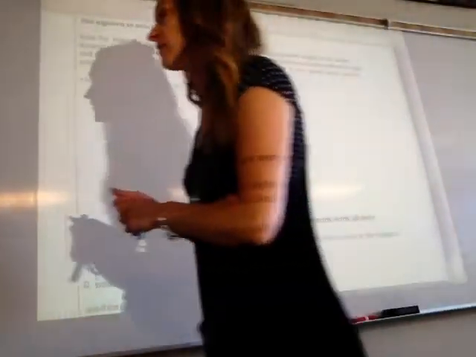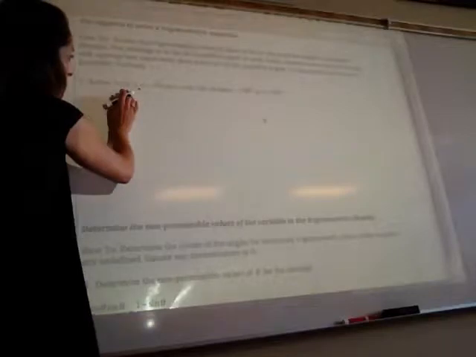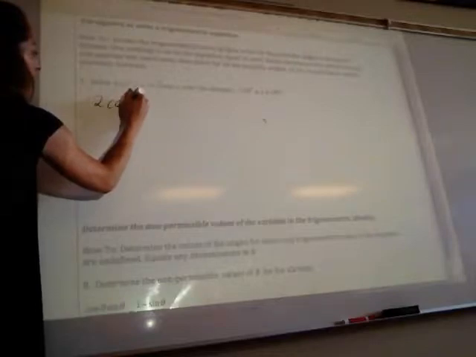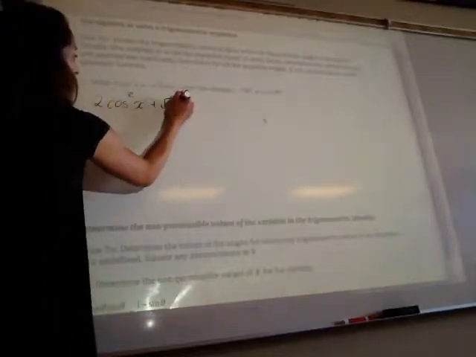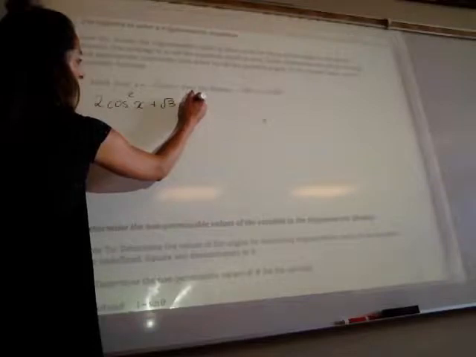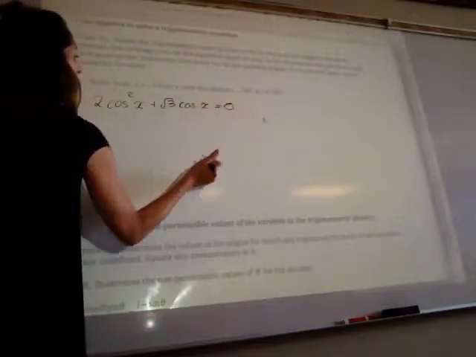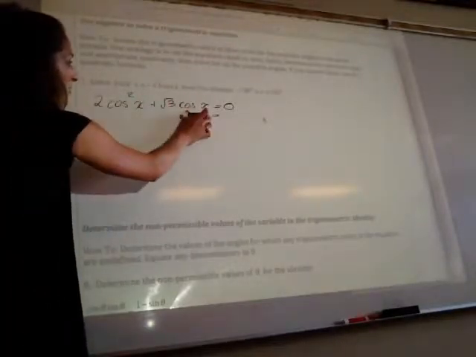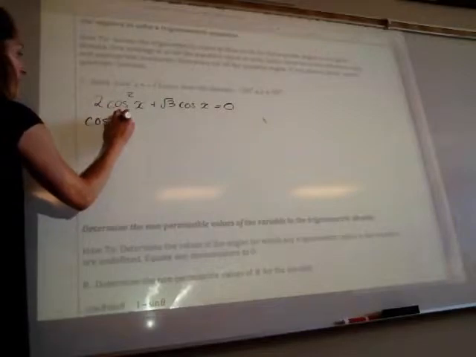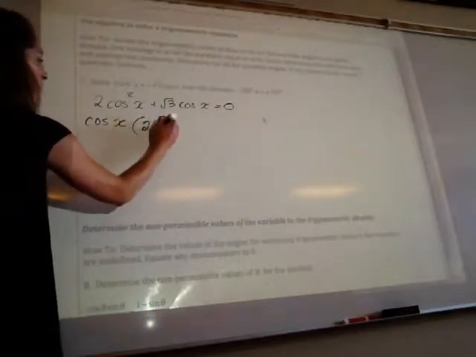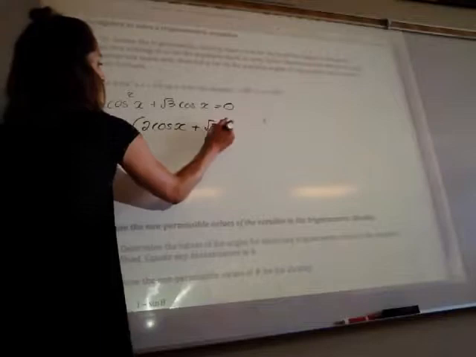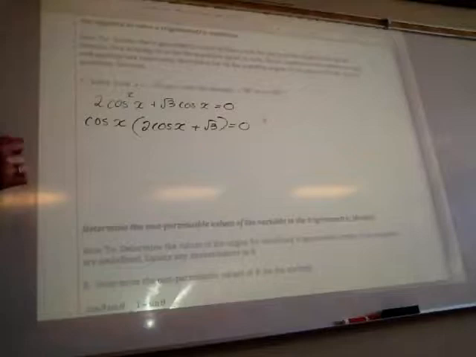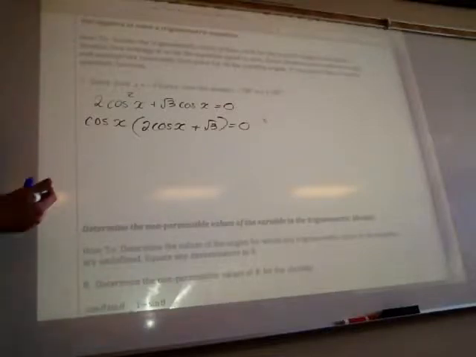So step 1, move everything to the left-hand side. And I know that's a good idea because there's cosine in both terms. So add the root 3 cosine x to the left-hand side. The reason it's a good idea is because once I have cosine x and cosine x, I can factor that out, which leaves me with cosine x times 2 cosine x plus root 3. Now from each factor, I can isolate, solve, and then find all the solutions within the domain.